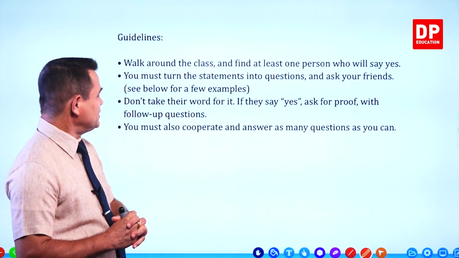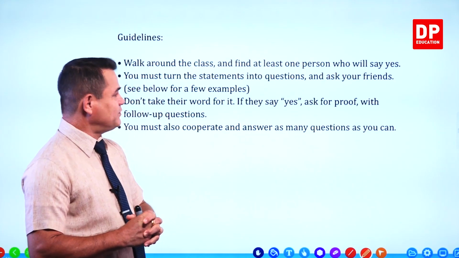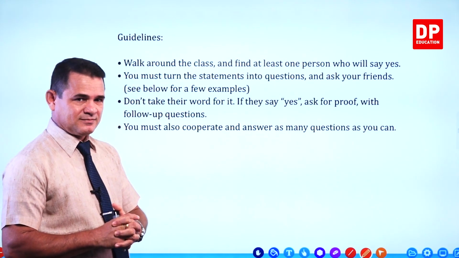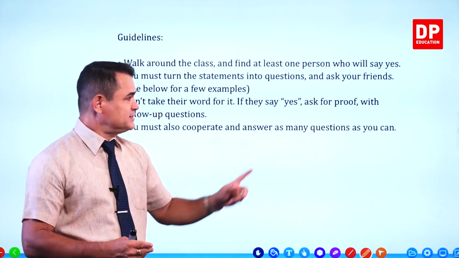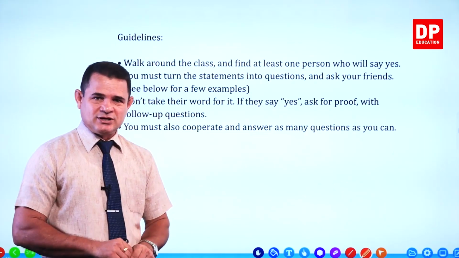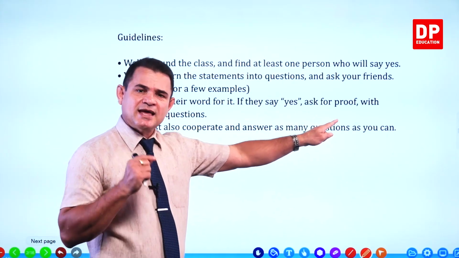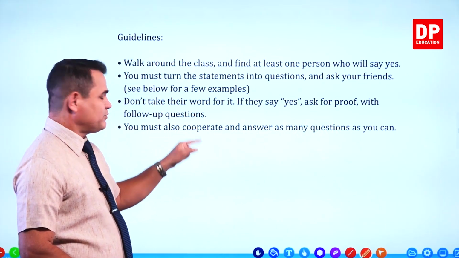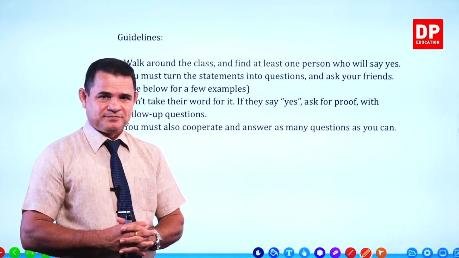Don't take their word for it. If they say yes, ask for proof with follow-up questions. So when you ask the question, ප්‍රශ්නය අහනකොට yes කිව්වට that is not enough. You have to ask for proof. Yes කියන්නේ ඇයි? Why? You get that with follow-up questions. තව ප්‍රශ්න ටිකක් අහලා ඒක තවදුරටත් විස්තර ගන්න බලන්න.